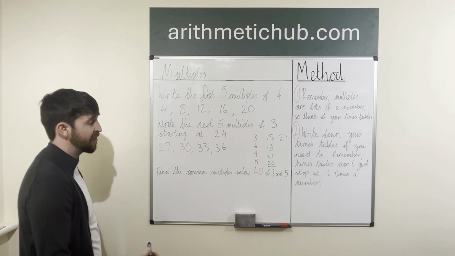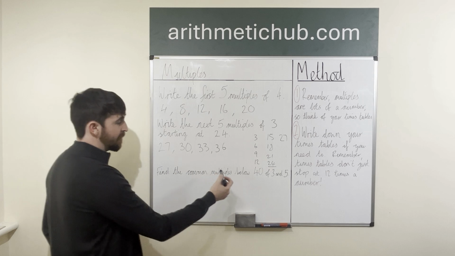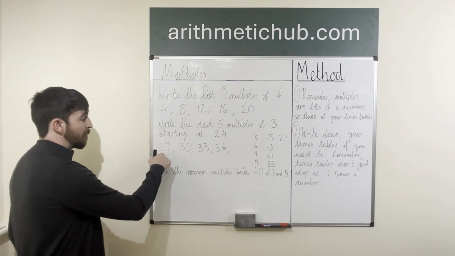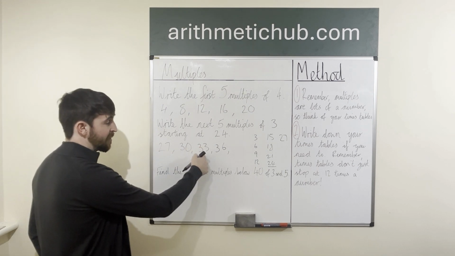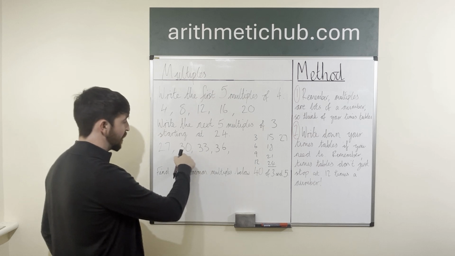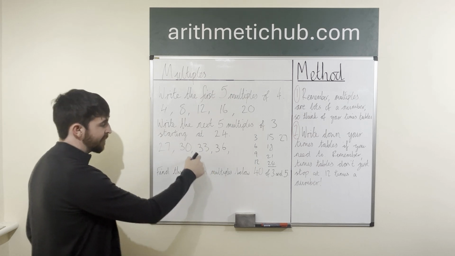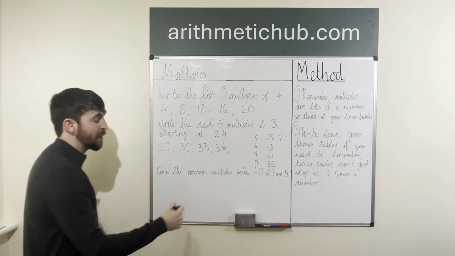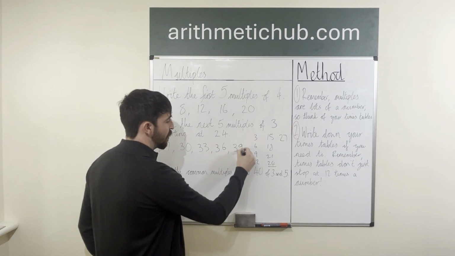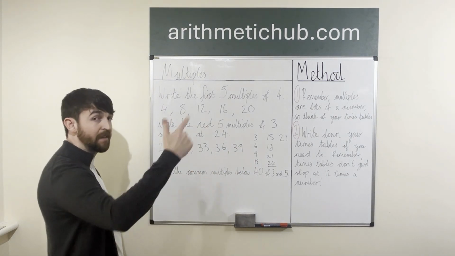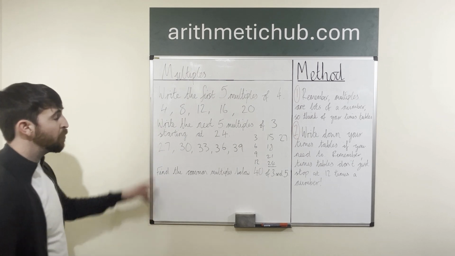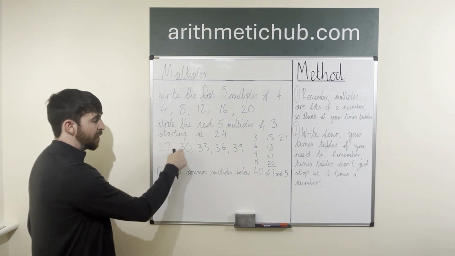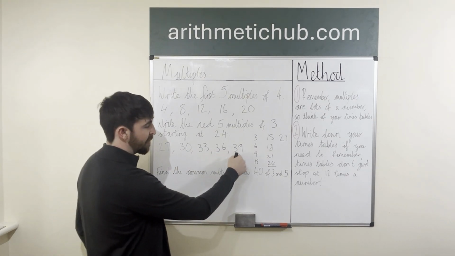Instead, what I would have to do is say, right, okay, I've added 3 each time, so now what I would need to do is add another lot of 3. 27 add 3 is 30, 30 add 3 is 33, 33 add 3 is going to give us 36, so then I'd add another 3 on to give us 39. So the next 5 multiples of 3 starting at 24 would be 27, 30, 33, 36, 39.